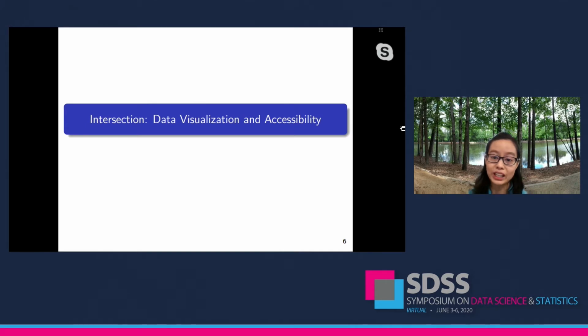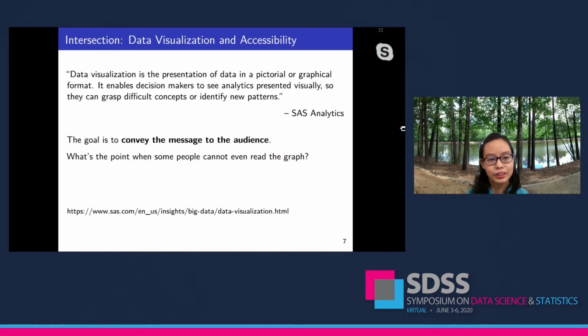And so what's the relationship between data visualization and accessibility? So the goal of data visualization is to convey the message from the data to the audience. It is the data presented in a visual way, in a graphical way, so people can understand the concepts or patterns. But some people can see the graph, but they cannot read it. And that's going to be a problem. And that's an accessibility issue because the graph is available to them, but it's not accessible.